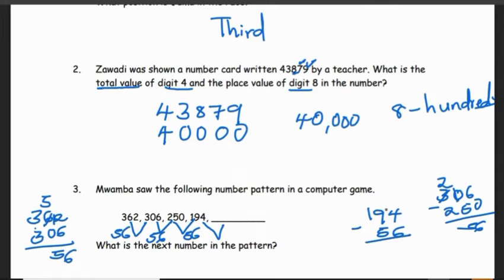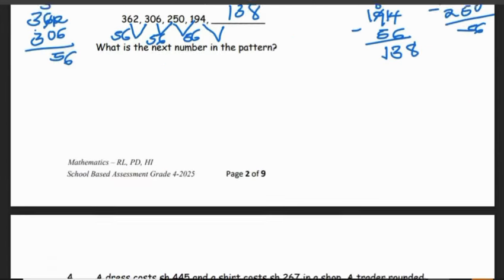Now let's see. 4, you borrow 1 from 9 and you're going to have 8. Now you have 14. 14 minus 6, that will give us 8. Then we have 8 minus 5, that is going to give us 3. And here we have 1. So our answer here is 138. Now let's go to the next question.